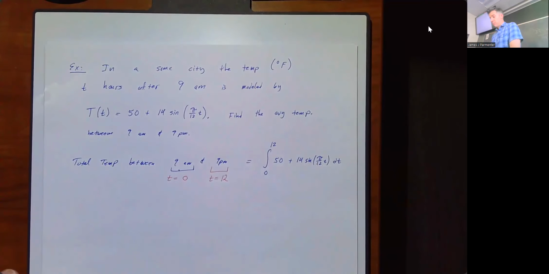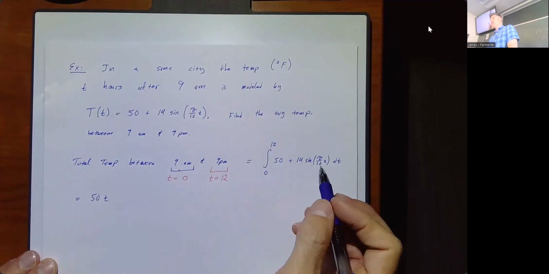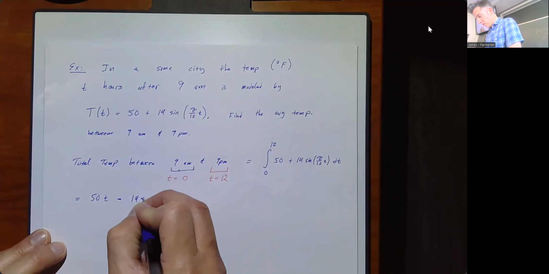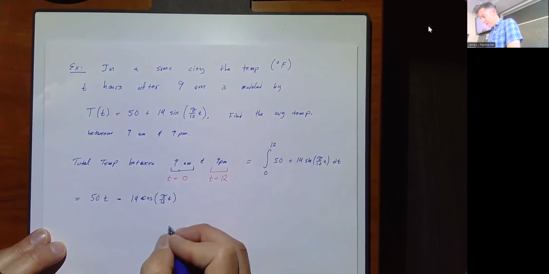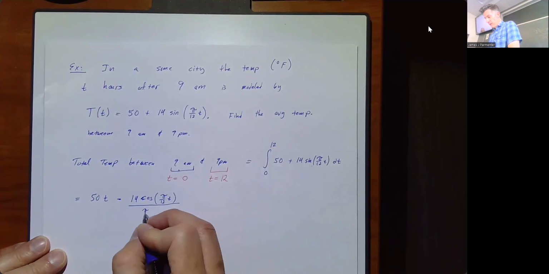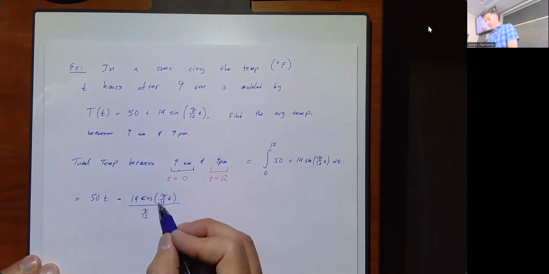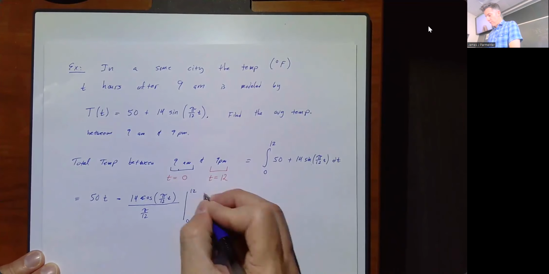So I'm just going to integrate. I'm going to get 50t. All right, sine. So when I integrate sine, I get negative cosine. So it's going to be negative 14 cosine of pi over 12 t divided by the coefficient of t, pi over 12. I know it's been a little while, but remember when you integrate something like cosine of 4x and you get sine of 4x divided by 4? Same idea here. We're getting cosine of something times t divided by that something. Evaluated from 0 to 12.